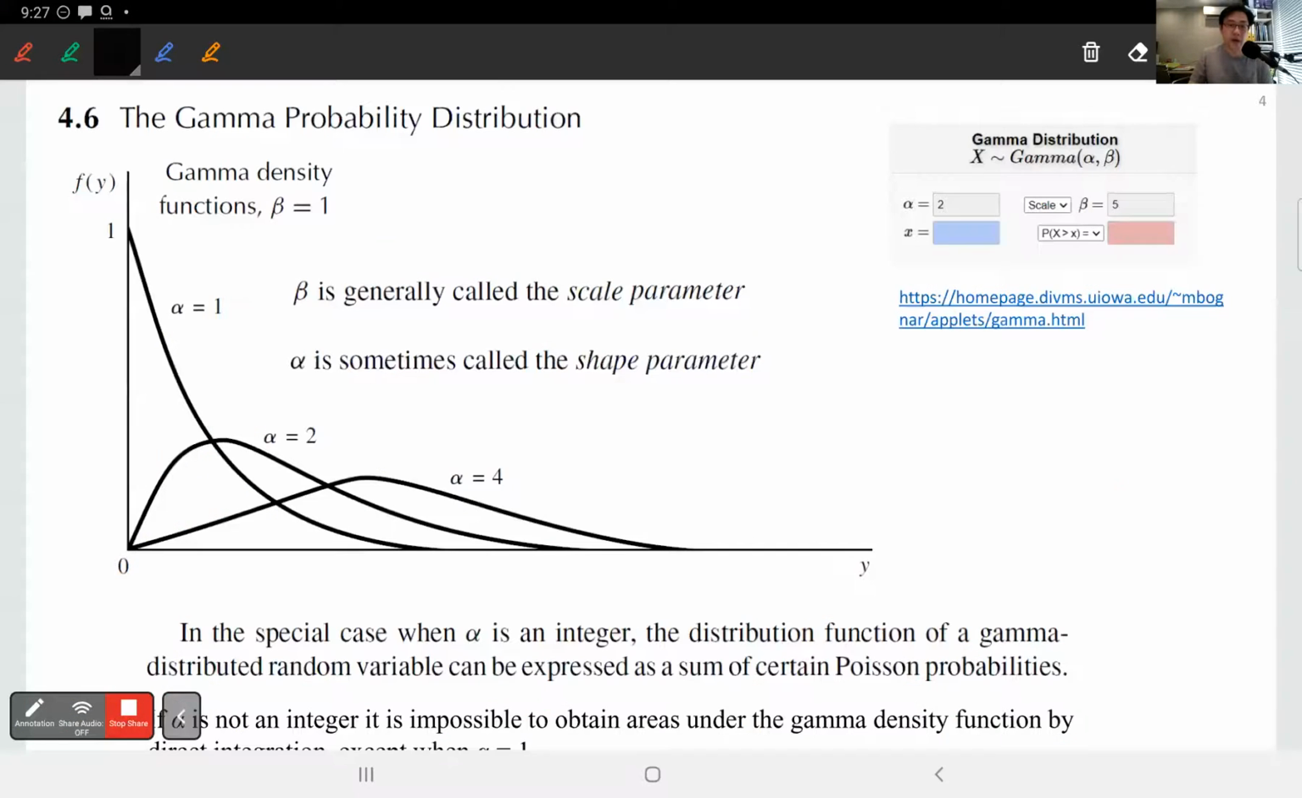Okay, here we go. All right, so I hope you see what it means that beta is a scale parameter and alpha is a shape parameter. This is what it means.